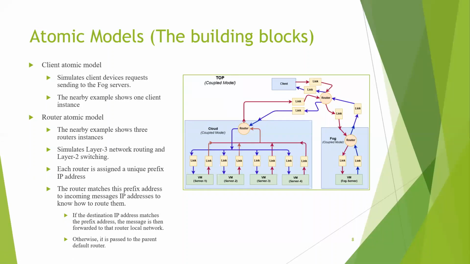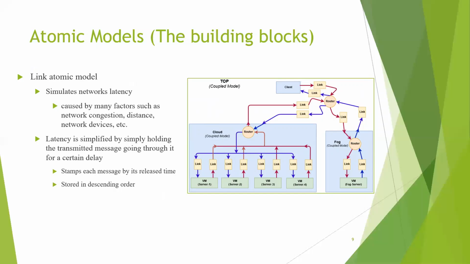We have the router atomic model, and in this example we see three routers. This router simulates layer 3 network routing and layer 2 switching. So basically it is just routing, like the name says. Each router is assigned a unique prefix IP address, and if the destination IP address of an incoming message matches the prefix address, the message is forwarded to the local network, since the server is attached to this router or to a child router. Otherwise, it is passed to the parent default router.